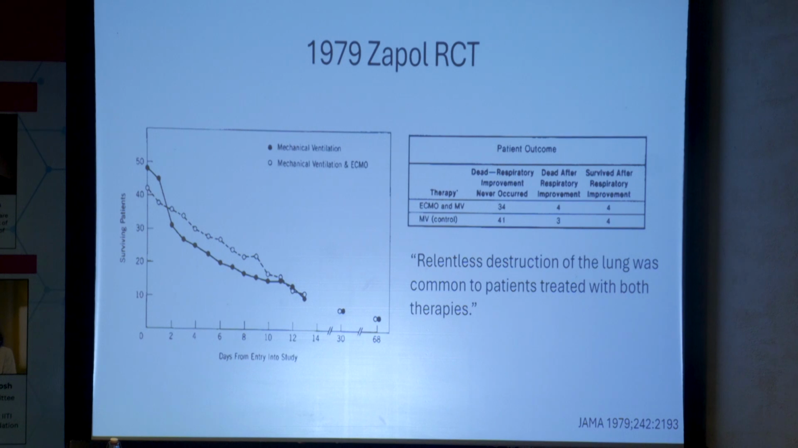So this was a severely sick group of patients who were not receiving the care for ARDS that we would call the standard these days. And basically the comment by the authors was that relentless destruction of the lung was common to patients treated with both therapies.